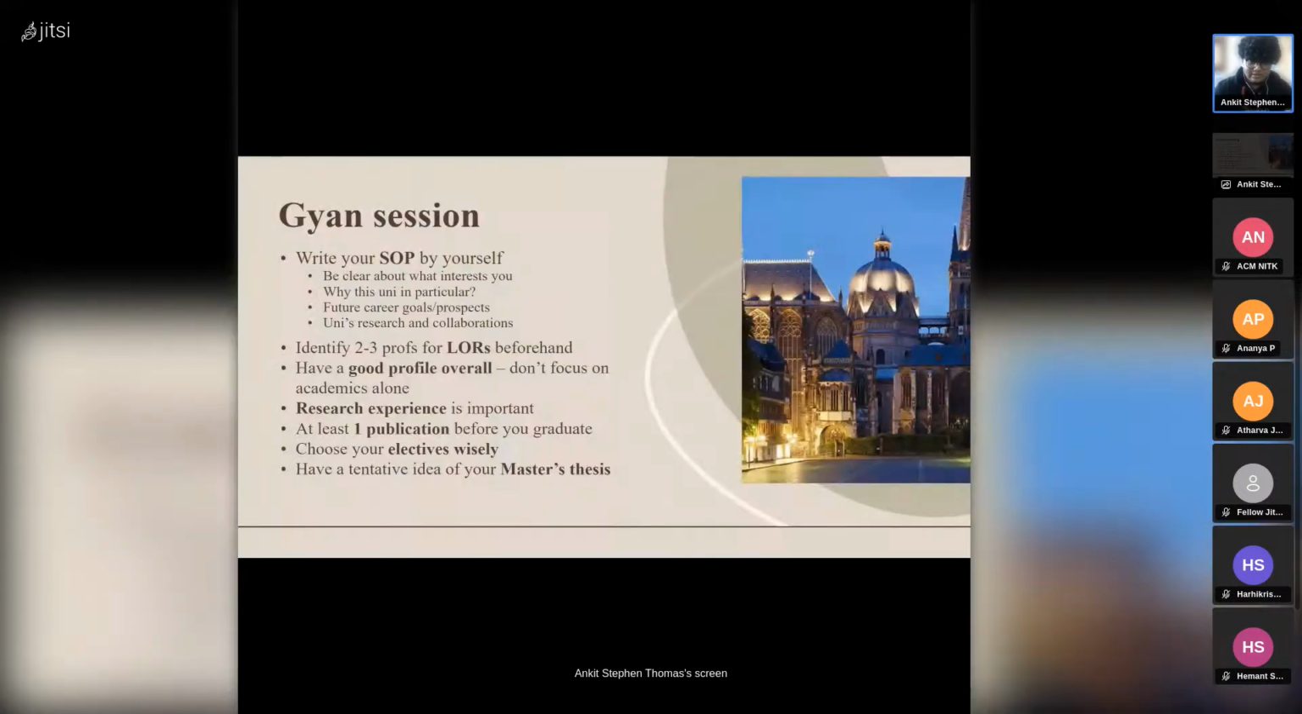And then the Gyan session. So one thing I want to make sure is, please be sure to write your SOP by yourself. You might apply to universities through consultants, and they'll promise you that they'll write the SOP for you. Please don't fall into that trap. You know why you shortlisted this particular university and why it interests you. Make sure that you yourself write the SOP, because nobody else can write it better than you.